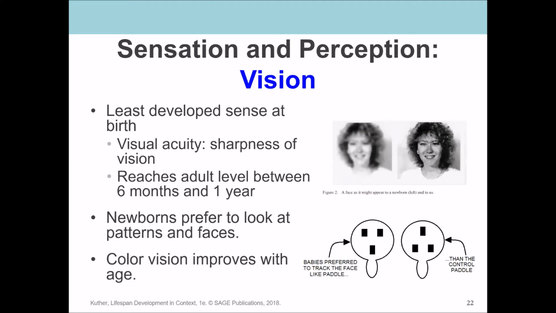Color vision improves with age. Newborns see color but have trouble distinguishing between color. They need early visual experience with color in order to produce normal color perception.